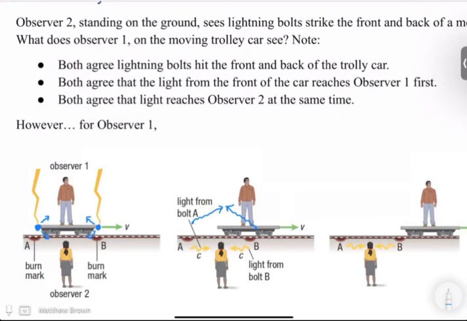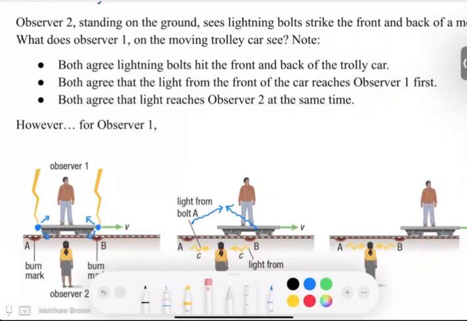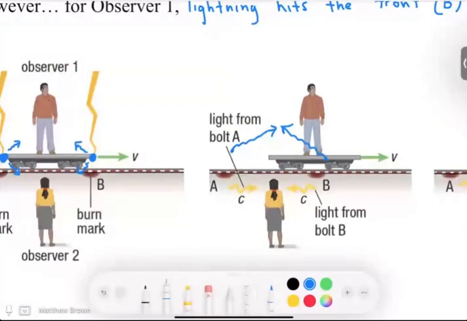And so this part here is really the big key. Both agree that light hits observer 1 first. Well, observer 1 is in an inertial frame, so that means all the laws of physics hold, and observer 1 would say these events are not simultaneous. Observer 1 would say, no, lightning hit the front of the car first, right? Lightning hits the front, which I've labeled B in the diagram, first. And again, we definitely agree that from observer 2's perspective, lightning from the front of the car hits observer 1 first.